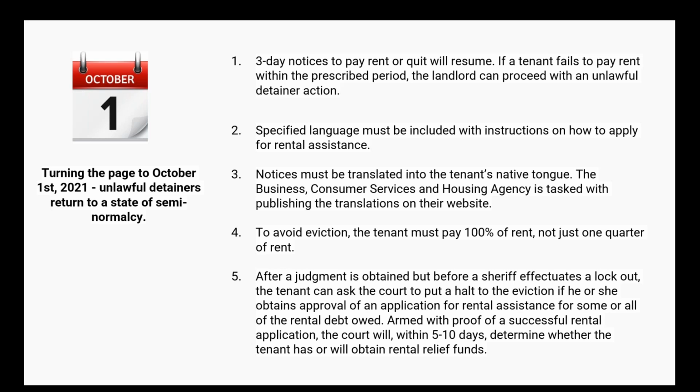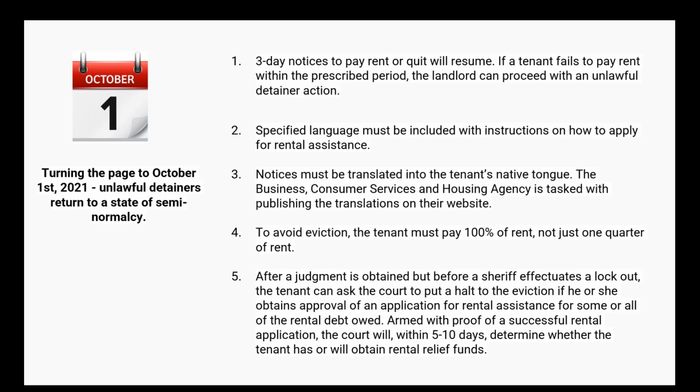And again, starting in October, to avoid eviction, the tenant must pay 100% of the rent, not just 1/4 of it. And remember, here's the real craziness. After a judgment is obtained, but before a sheriff effectuates a lockout, the tenant can ask the court to put a halt to the eviction if they can proceed and obtain approval for rental assistance. Armed with proof of a successful rental application, the court can delay things and determine whether the tenant has or will obtain state rent relief funds.